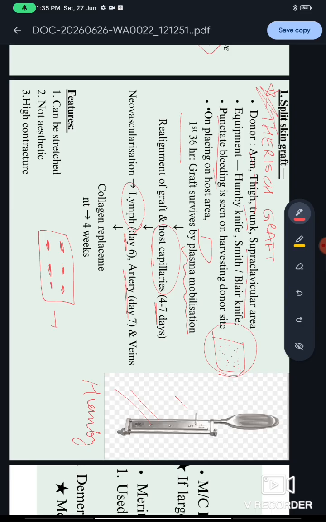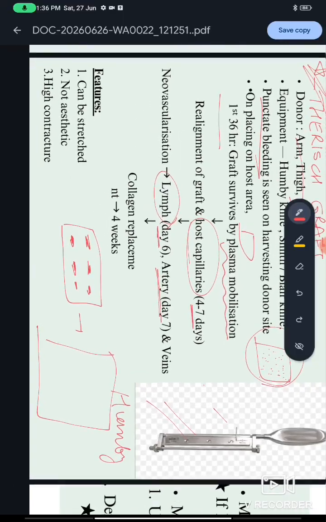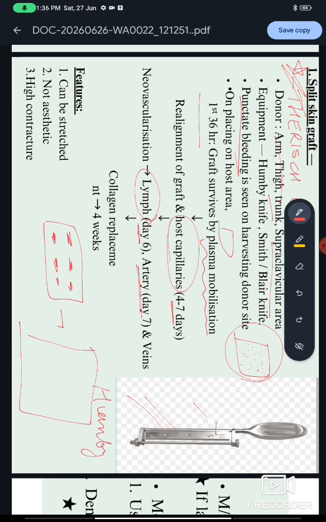Why are these important? Because after creating the mesh, you can stretch the graft almost 3 times. Up to 9 times is the maximum. This much the graft can be stretched. So as a result, a small donor site can cover a large recipient site. So this is known as meshing.